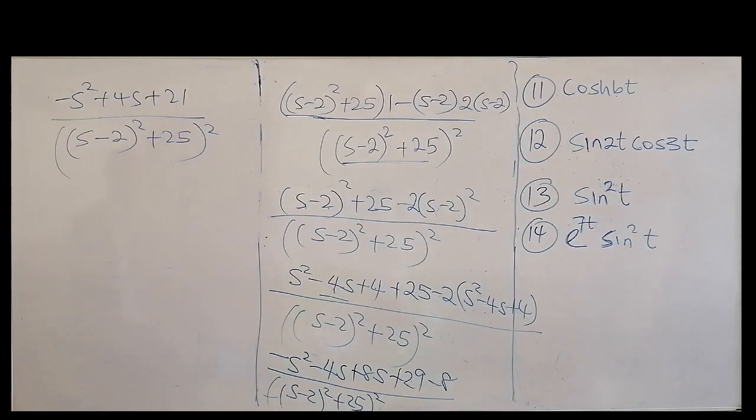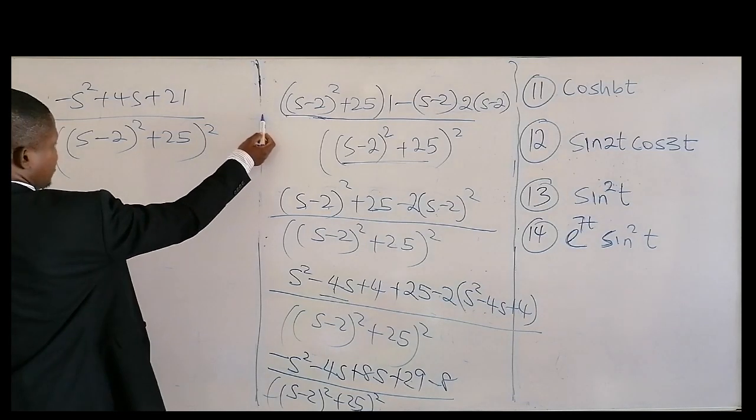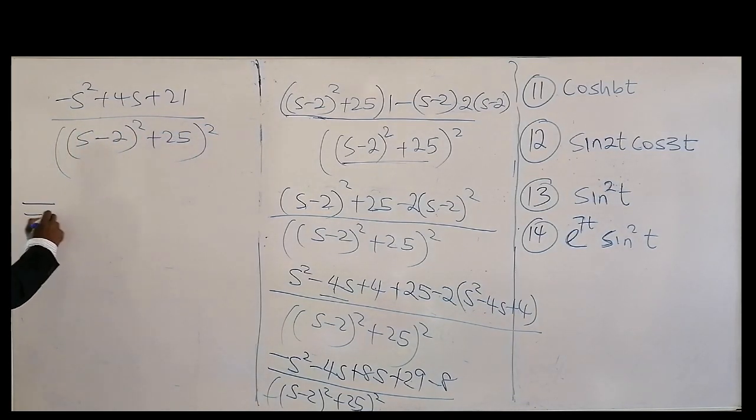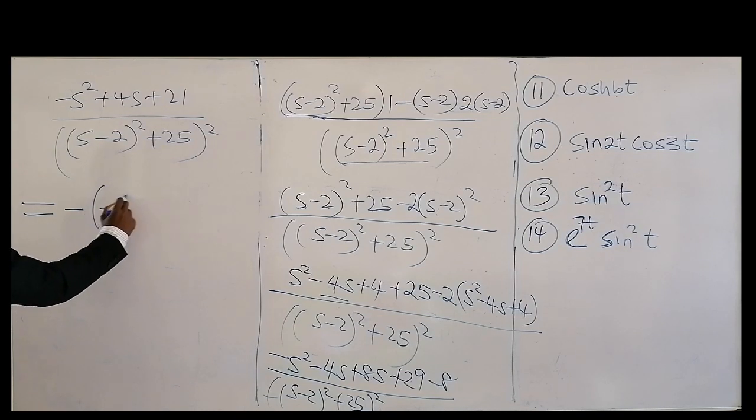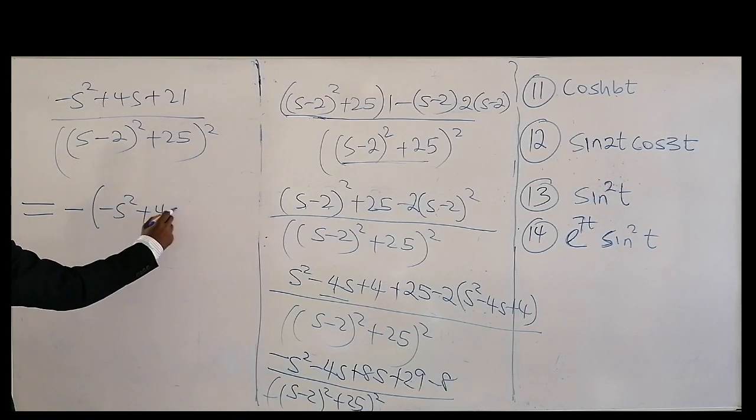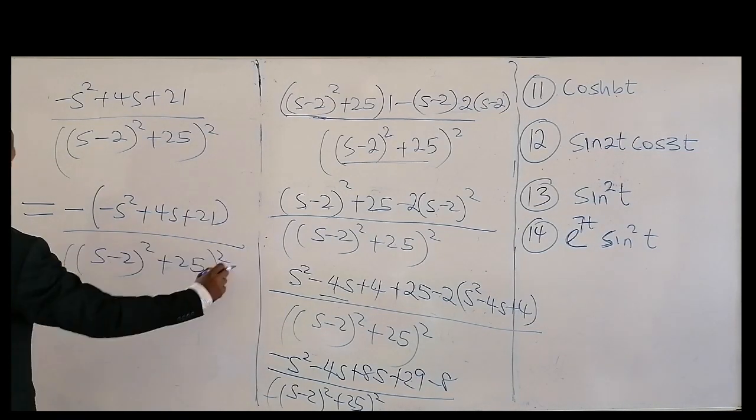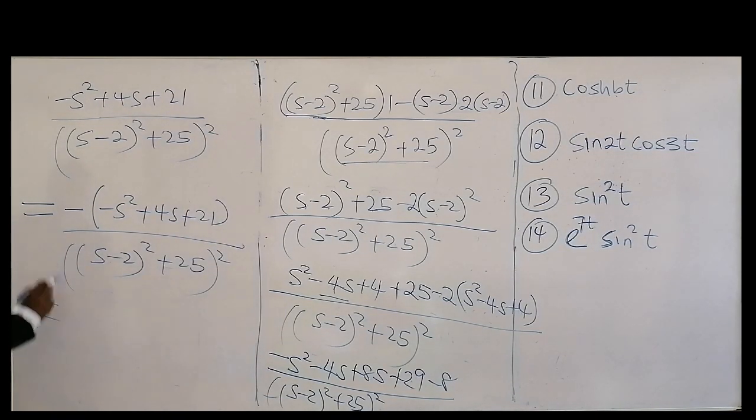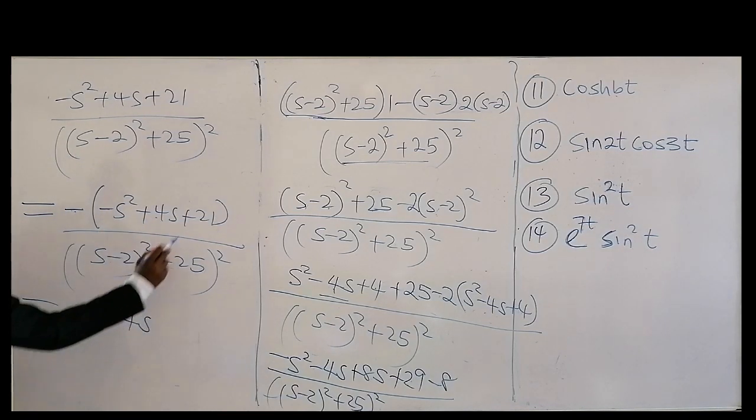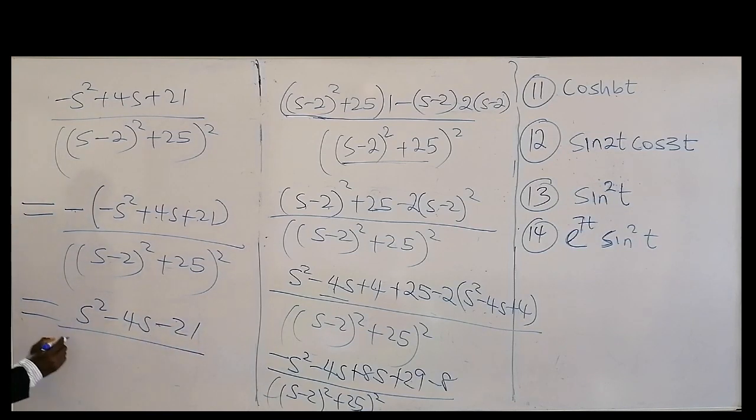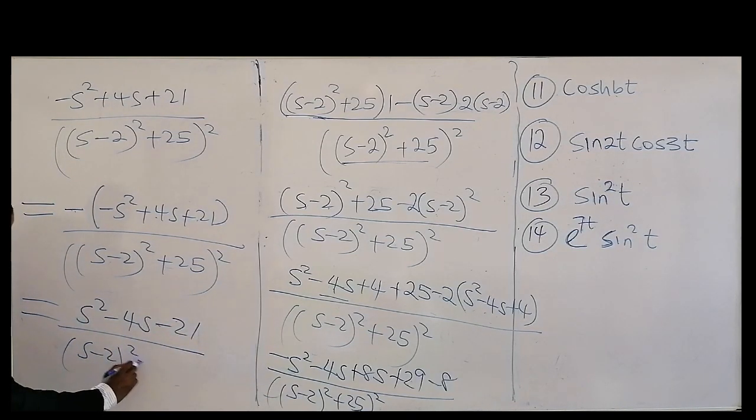Don't forget there is a minus outside that differentiation, so the final answer will be minus of plus 4x plus 21 all over. On the final note, minus times minus, that's x squared, minus 4x minus 21 all over x minus 2 whole squared plus 25 whole squared. So that's that on that solution.